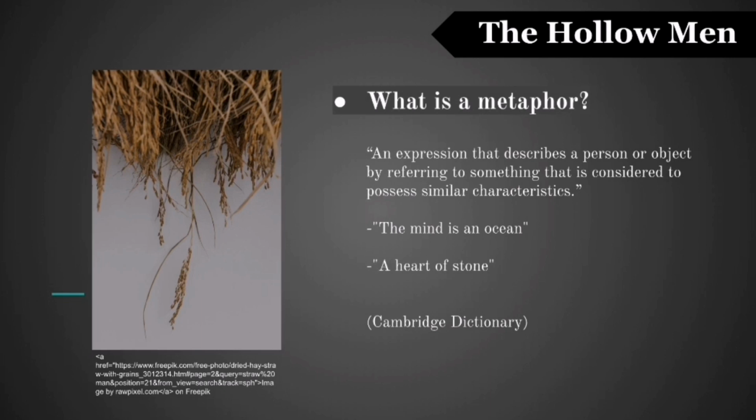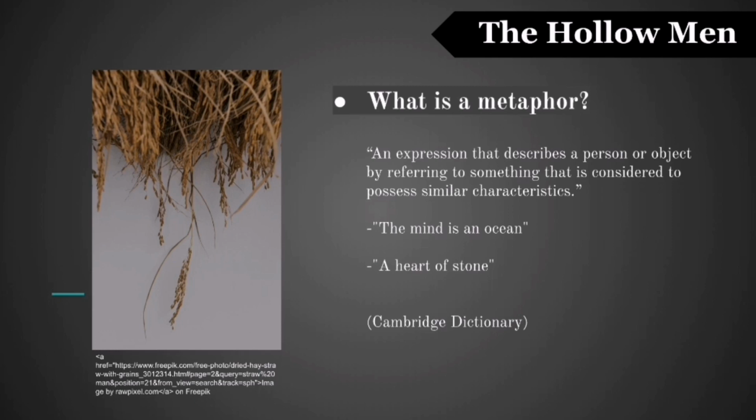A metaphor can be defined as an expression that describes a person or object by referring to something that is considered to possess similar characteristics. In order to understand this expression, the mind is an ocean, as a metaphor, it is necessary that we do not conform to its literal meaning, but we should consider that it means much more. When we say that the mind is an ocean, this expression conveys that the mind is deep and also mysterious. We can't know what is in someone's mind unless they express it.